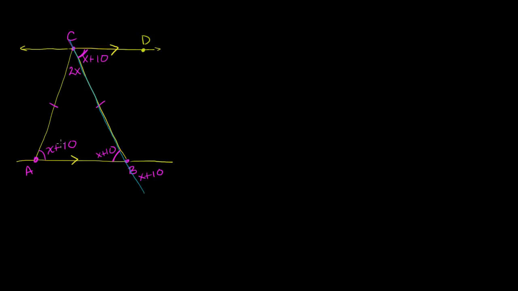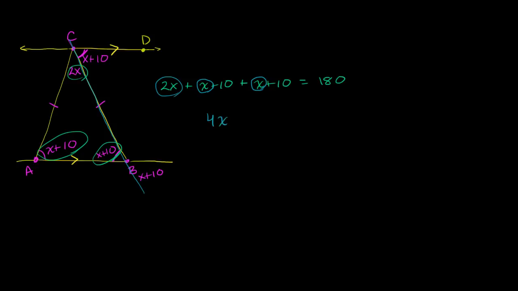So when we take their sum, they need to be equal to 180, and then we can actually solve for x. So we get 2x plus x plus 10 plus x plus 10 is going to be equal to 180 degrees. And then we can add up the x's. So we have a 2x there, plus an x, plus another x. That gives us 4x. And then we have a plus 10 and another plus 10. So that gives us a plus 20 is equal to 180.